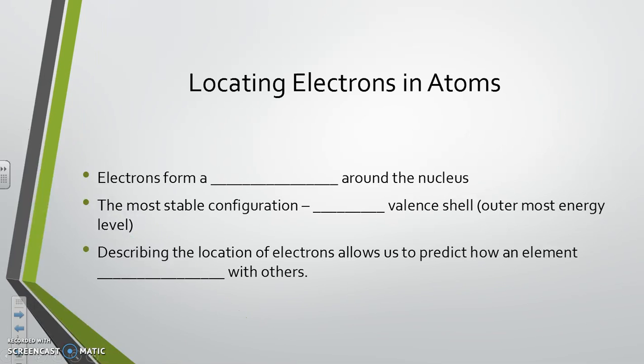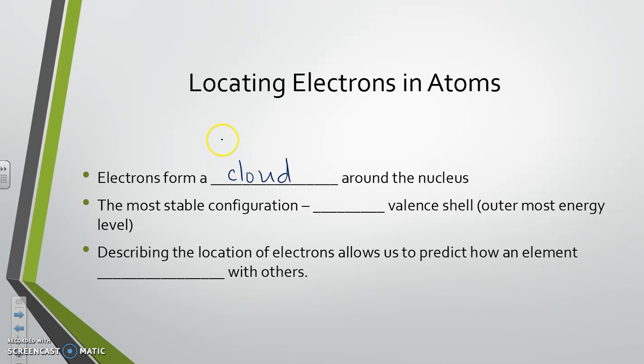We're starting quantum theory, so we're going to start looking a little bit more in depth into the atom. All right, so locating electrons. It is known that electrons form what we call a cloud around the nucleus. They are all around outside the nucleus. They are not inside the nucleus. They are outside the nucleus. And what is a cloud mostly made of? Air, right? Yes, empty space.